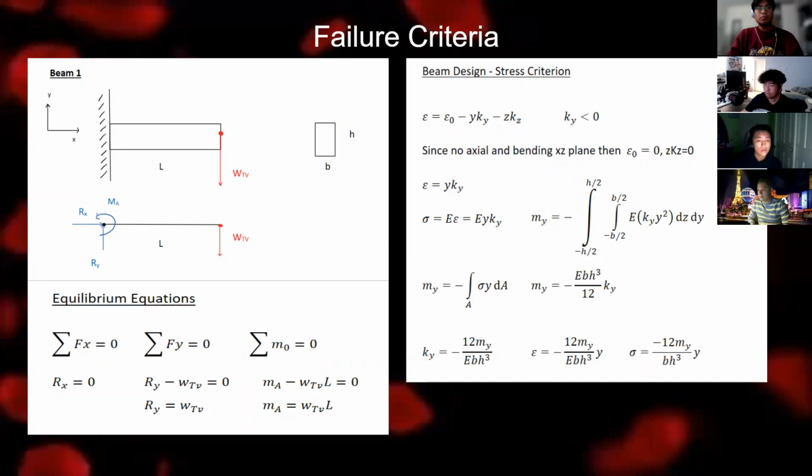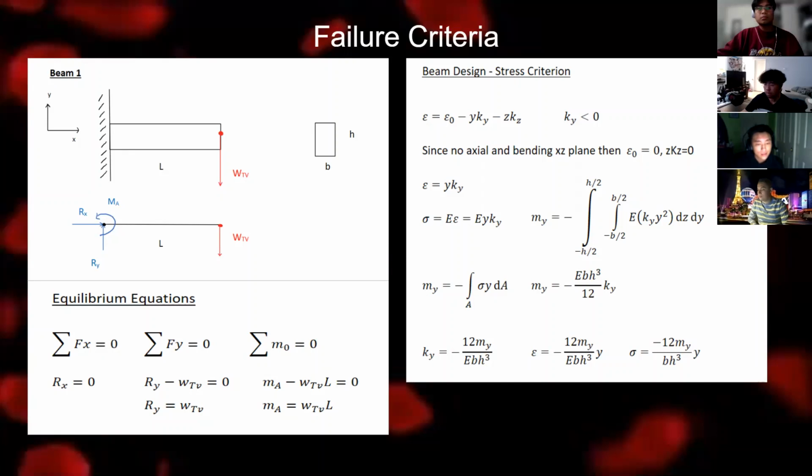We can then use our beam stress criterion to solve for the minimum mass and width of the beam. First, we look at our strain, which is given in the axial, XY, and XZ planes, as well as the stiffness matrix, or stiffness, of the beam. Since the beam is deflecting downwards, we know that the stiffness is negative, as shown by KY being less than 0. Since there's no axial load and no bending in the XZ plane, we know that the strain in the axial direction and the strain in XZ are 0.